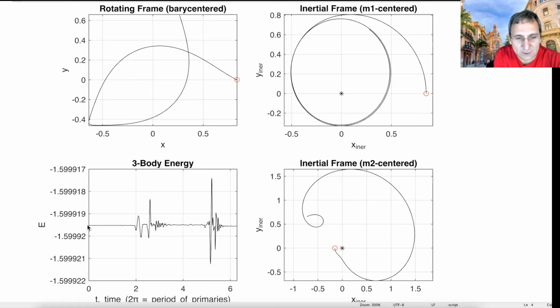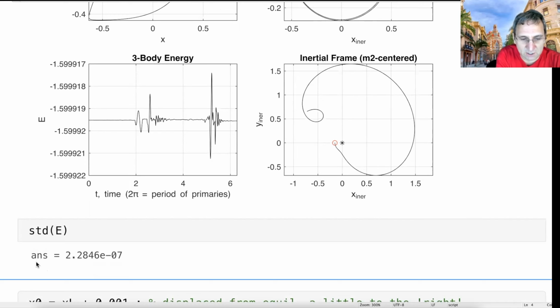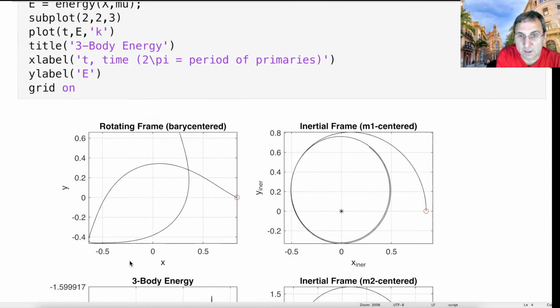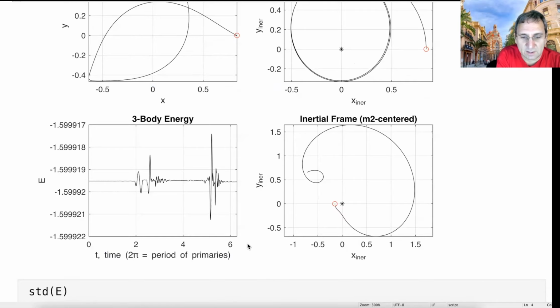I've also plotted here the 3-body energy. So that's the thing that we've written. It's 1/2 the velocity squared in the rotating frame plus the effective potential. And you can see it doesn't vary much. You have these times where there are big squiggles. One way to estimate the accuracy of your simulation is, how much does this change? So you could just calculate the standard deviation. Here I get a standard deviation of about 2 × 10⁻⁷, or something roughly on the order of the tolerances. So that's good. That gives me some trust.